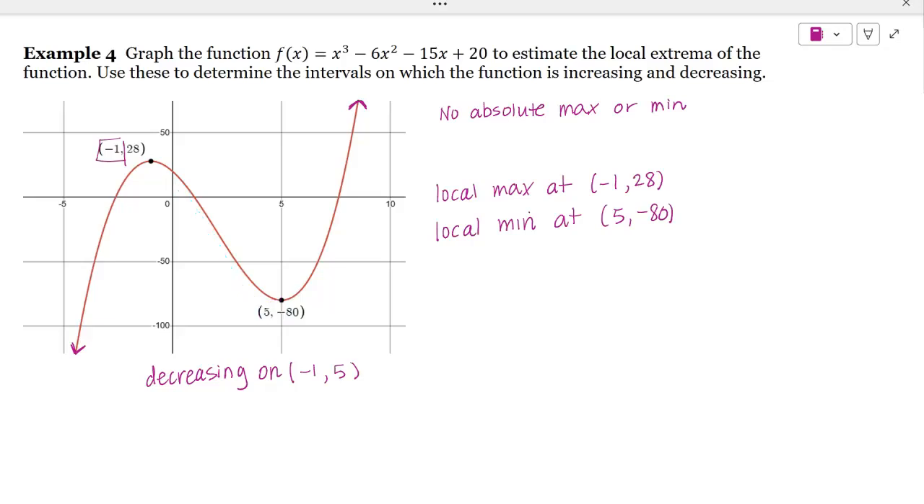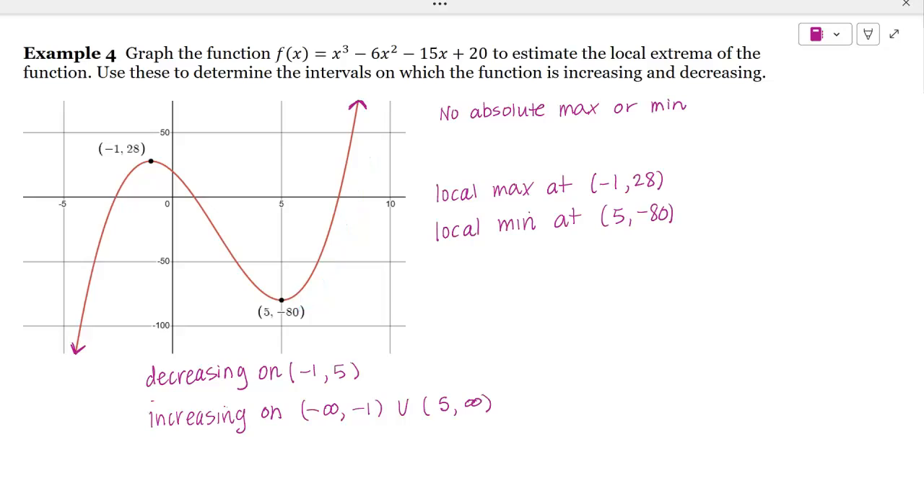The other parts of the graph is where the graph is increasing. So it looks like it's increasing here and it's increasing here. So the graph is increasing on. So for the left-hand side, I'm going from -infinity up to -1. Again, we're asking what the x values are. And then we're also going from 5 up to positive infinity.